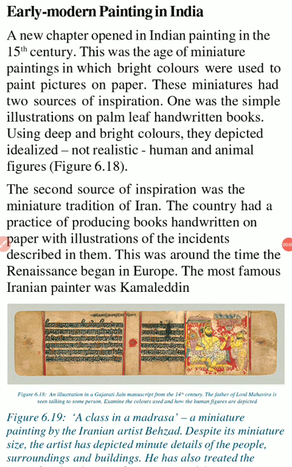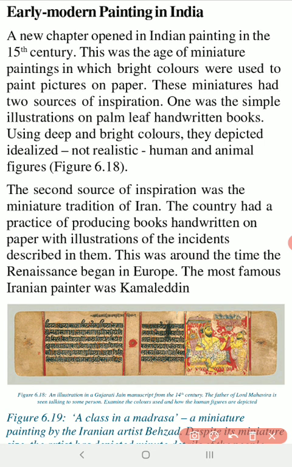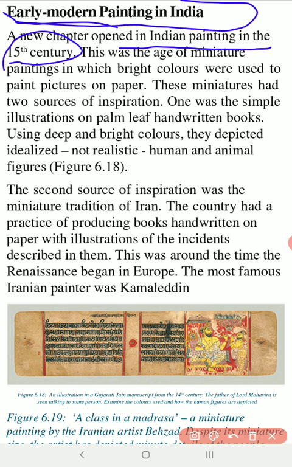Okay, so all this time we were discussing the influence of the Renaissance period in Western culture, in Western Europe. Now, what really happened in India, early modern painting in India? A new chapter opened in Indian paintings in the 15th century. It was a time of the Mughal Empire. Mughals were ruling. These paintings used broad colors to paint pictures on paper.